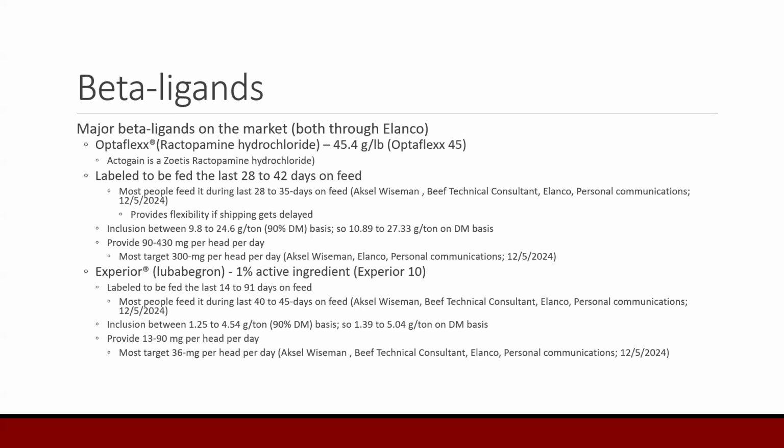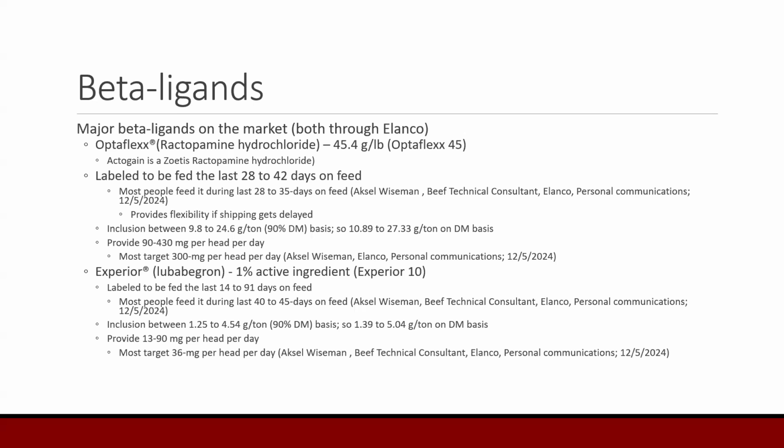Actogain is marketed by Zoetis, and it's a generic version of ractopamine hydrochloride. Okay. So this is labeled to be fed the last 28 to 42 days. Most people are feeding it somewhere around the last 35 days on feed. We'll go more into what beta agonists do, their modes of action, and their impacts on performance on Thursday. Hopefully Kyle does a good job.